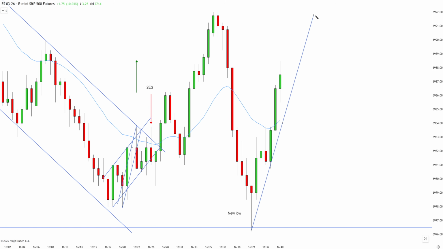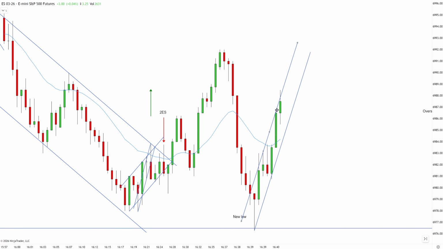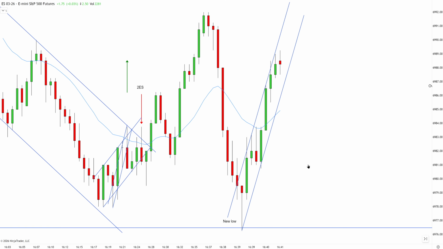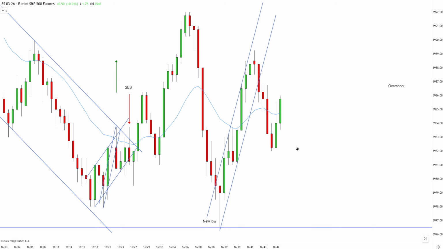I'm going to draw the uptrend. I was looking for a failed second entry short. Lowest low, I'm going to reset the count. First entry short, pullback, second entry short. Failure would be a reversal pattern. Can I get a reversal pattern? Not really, we broke below the EMA.